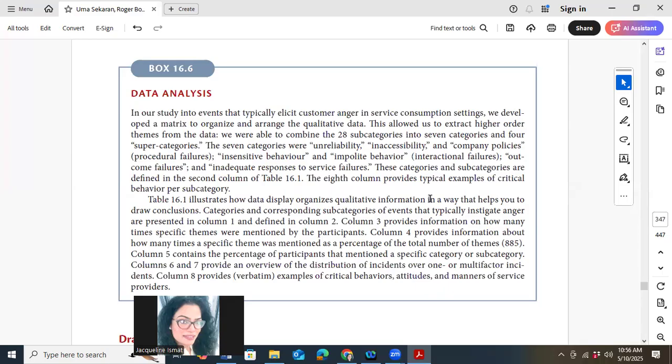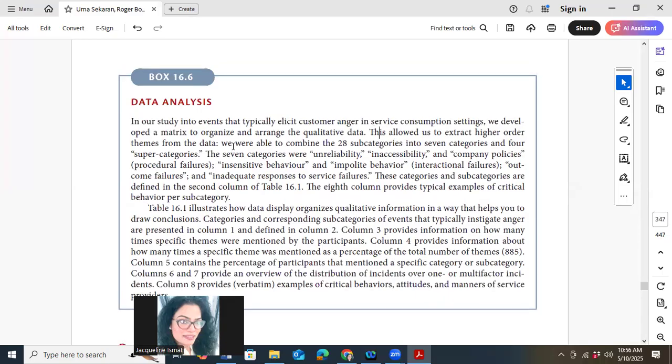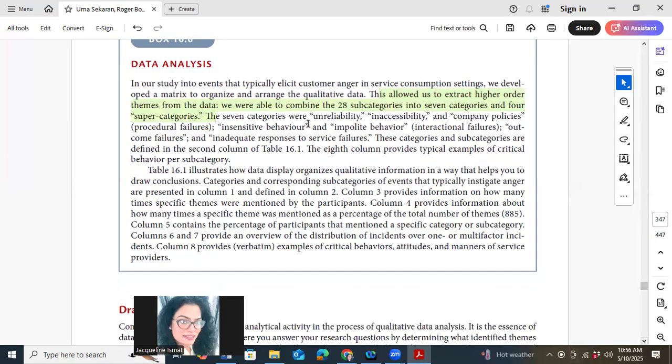We were able to combine the 28 subcategories into 7 categories. Then I'm going to expand here into 28 subcategories. The 7 major categories are reliability and accessibility, price, insensitive behavior and impolite behavior, outcome failure, and negative responses to failure. These categories and subcategories are defined at the second level.